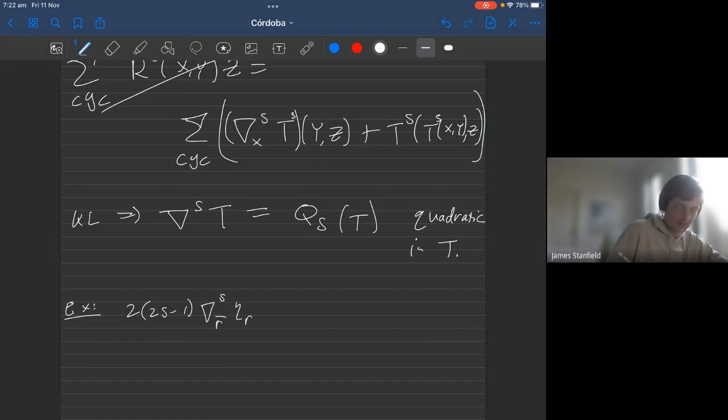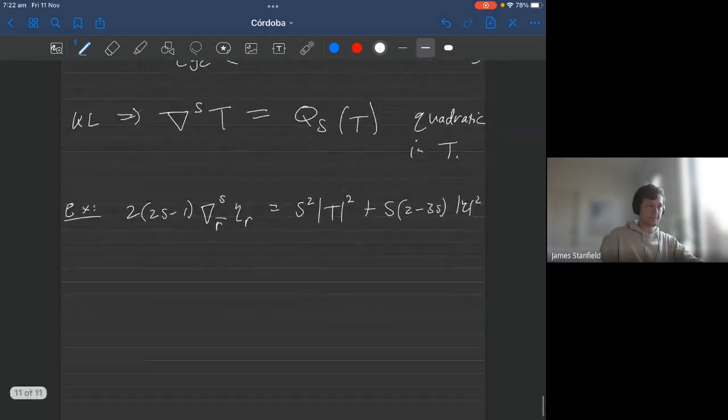Okay, so an example would be 2 times 2s minus 1. So we get kind of this divergence term. Remember, this is a trace of the torsion. This gives s squared norm T squared plus s times 2 minus 3s squared.